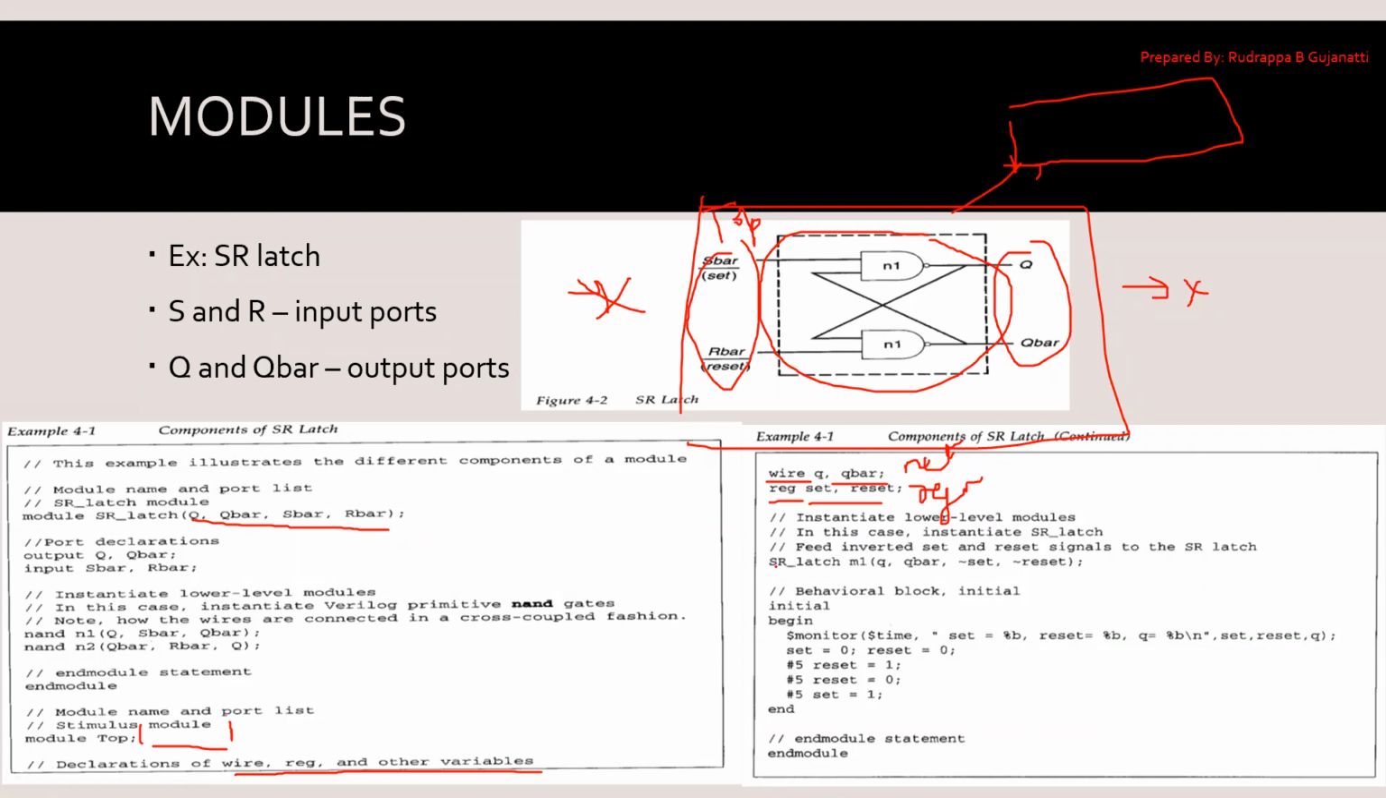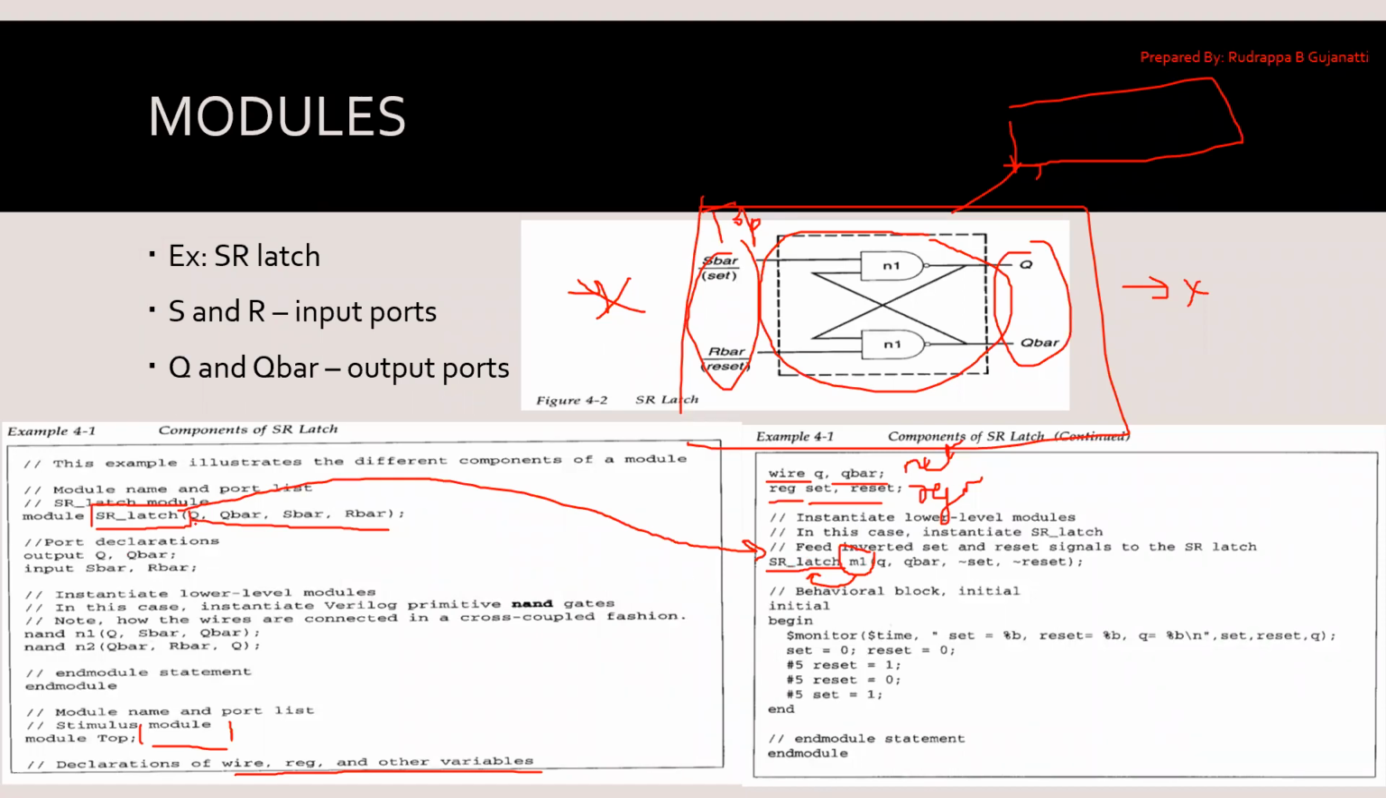So here we can see that we have SR latch. SR latch is the name of this module. With this SR latch, we are creating an instance of it. So M1 is an instance of SR latch, or M1 is an object related to SR latch.